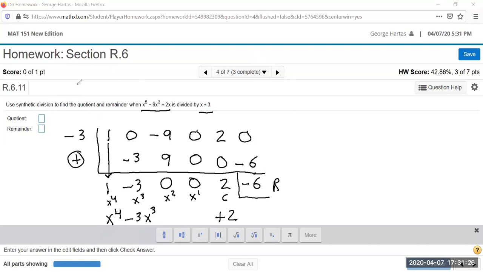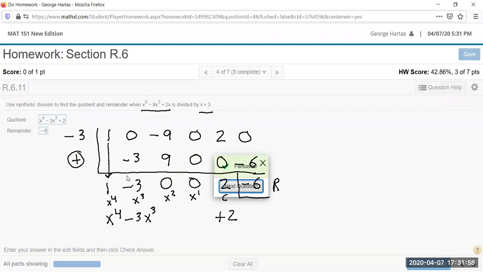So let's put it in the system and check and see if that is indeed correct. X to the fourth minus 3x to the third plus 2, and a remainder of -6. And that is correct.